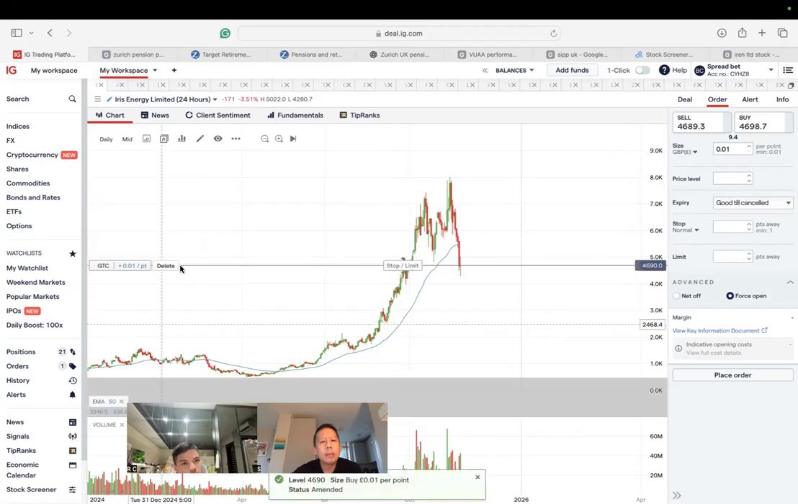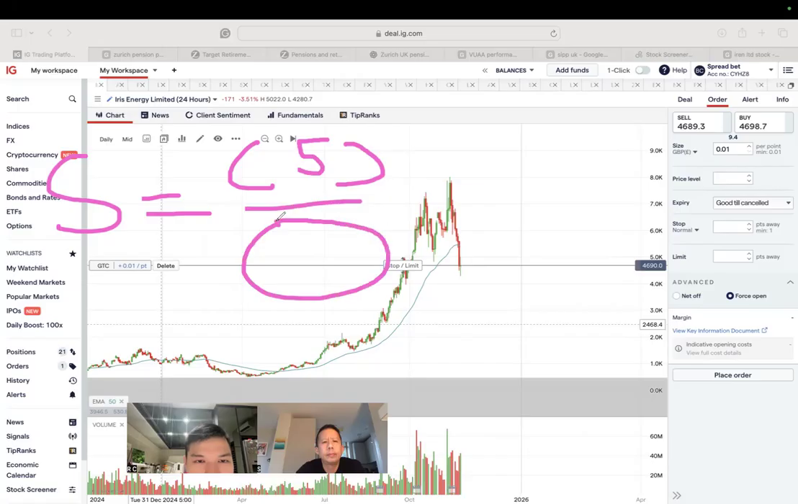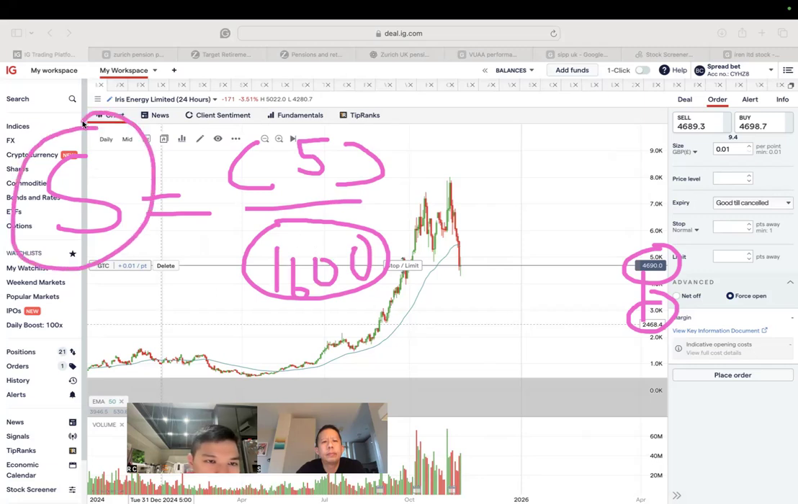In the week four training, we talk about the position size. The formula for the position size is the amount that you're willing to lose. Let's say you are willing to lose £5, divided by the stop loss gap. The stop loss gap is, if you think 4.6 is going to go to 3, the stop loss gap is 1,600. So based on the amount that you're willing to lose, you calculate the position size.